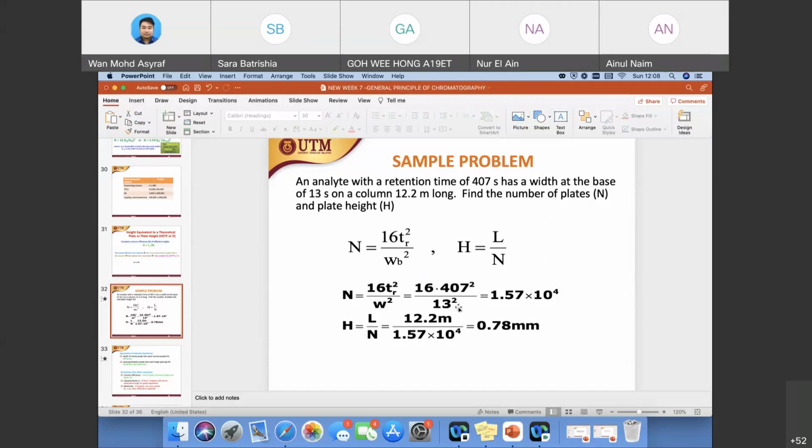If it has been given the width at half height, you cannot use this formula. You need to use the 5.54. So N is 1.57 times 10 to the power of 4. So H, which is the plate height, is the length, in this case 12.2 meters, divided by N, and you get 0.7 mm. So this is how you apply all of these formulas.